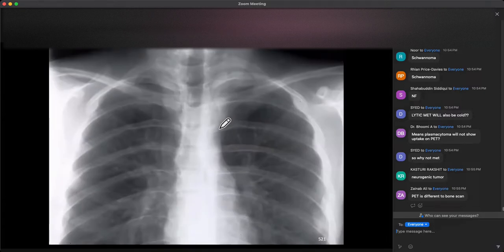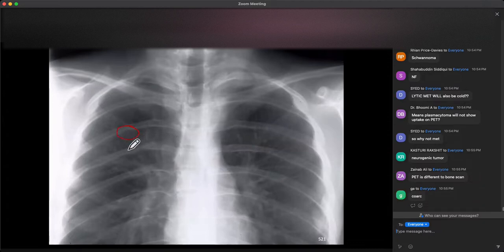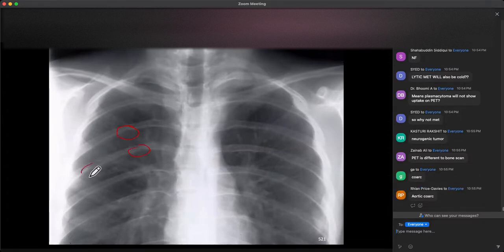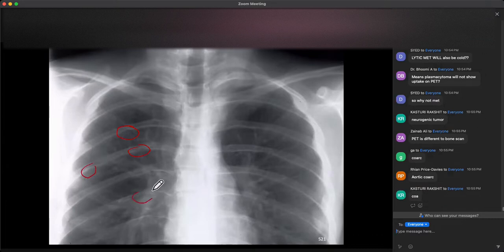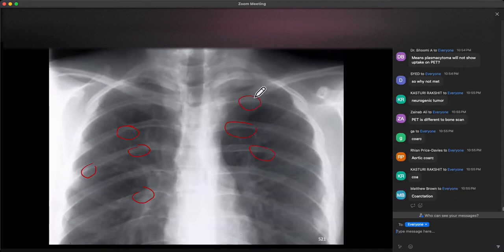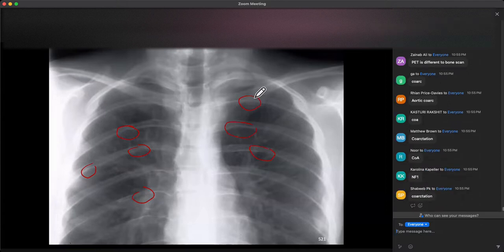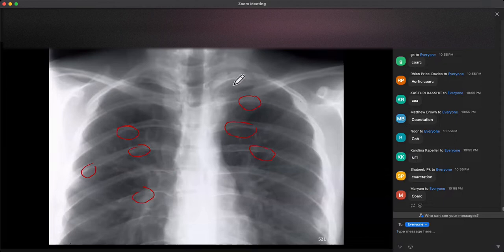Rib notching. Okay, so rib notching here, here, here, here. So what's the cause of the rib notching here? Coarctation could be, but before you say coarctation, always look at the periphery of the film.